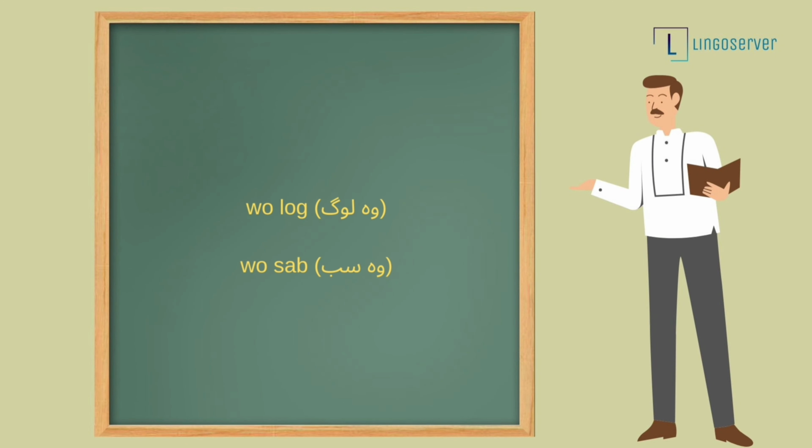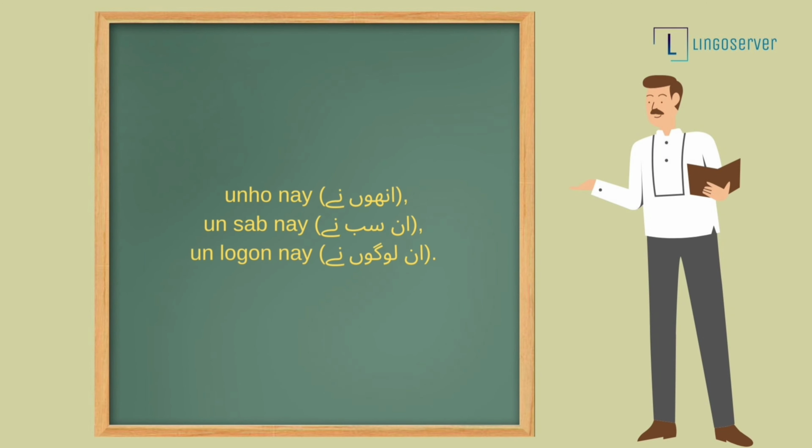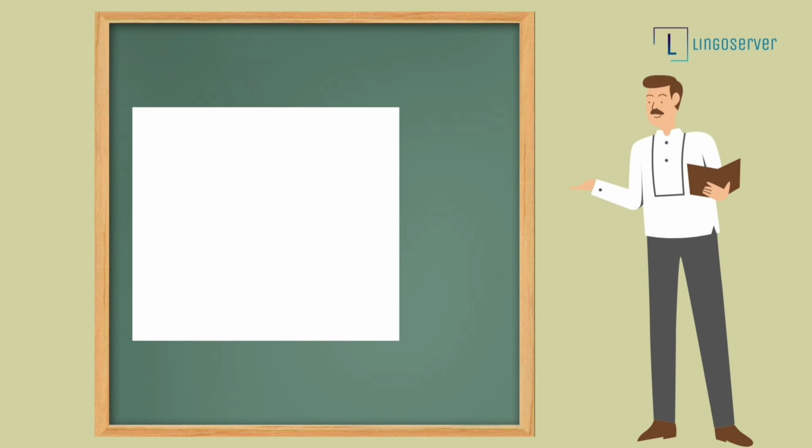There is no difference between वो लोग and वो सब. Both have the same meaning. However, kindly note that this word has some other meanings, and they are उन्होंने, उन सब ने, उन लोगों ने. But we use these meanings in some specific cases. We will talk about it in the upcoming lessons.